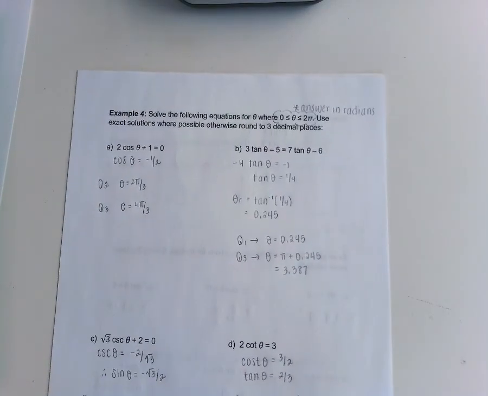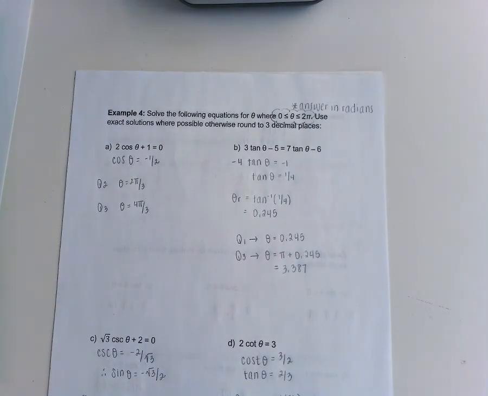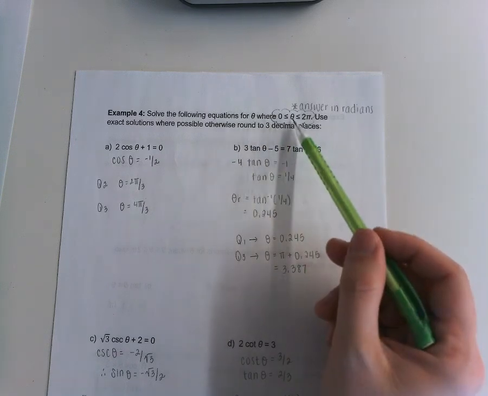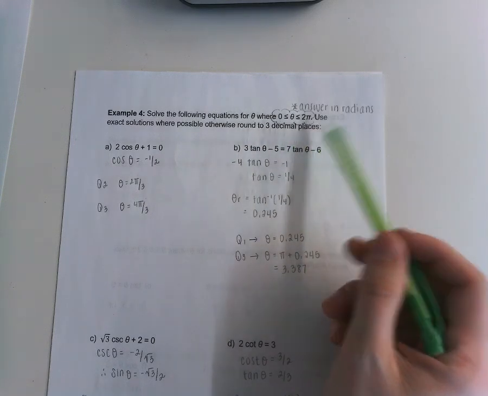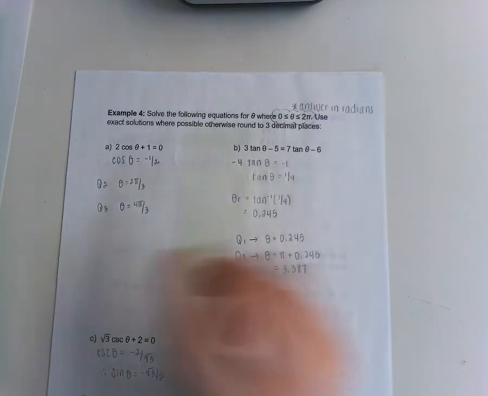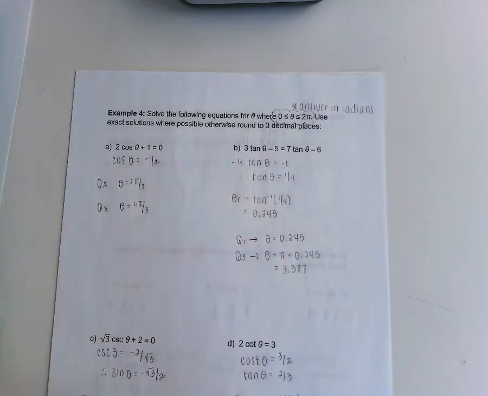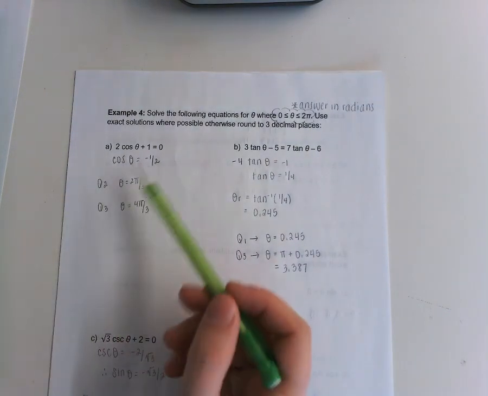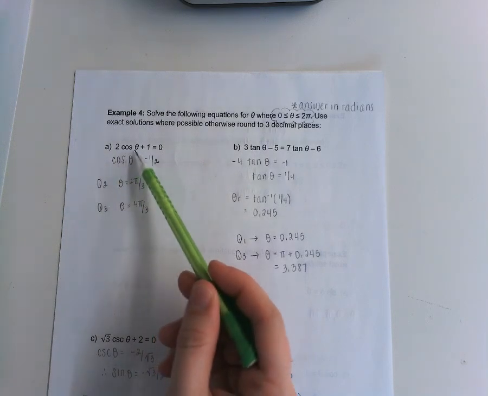And finally, on the next page, we've got a couple multi-step equations. So the key with these, again, is isolate the trig function, determine what quadrants you're in, and then solve accordingly. So here, again, it's defined that we're solving for theta, where theta is between 0 and 2 pi. So we're using radians, and use exact solutions where possible. That means if it's on the unit circle, you are going to give those as exact values, and otherwise round to 3 decimal places.